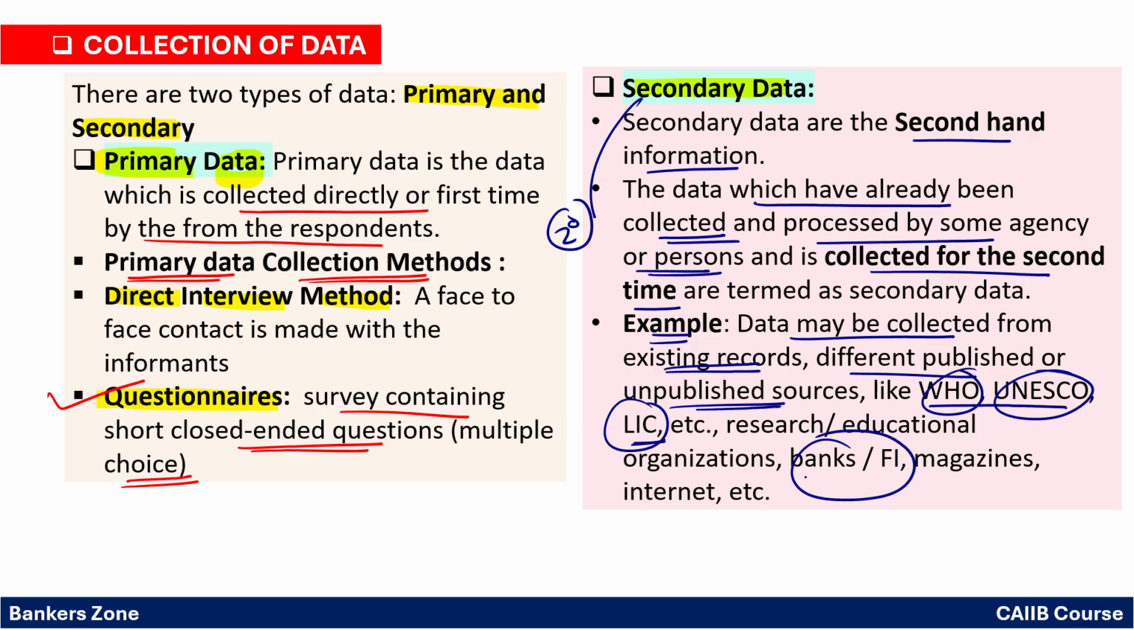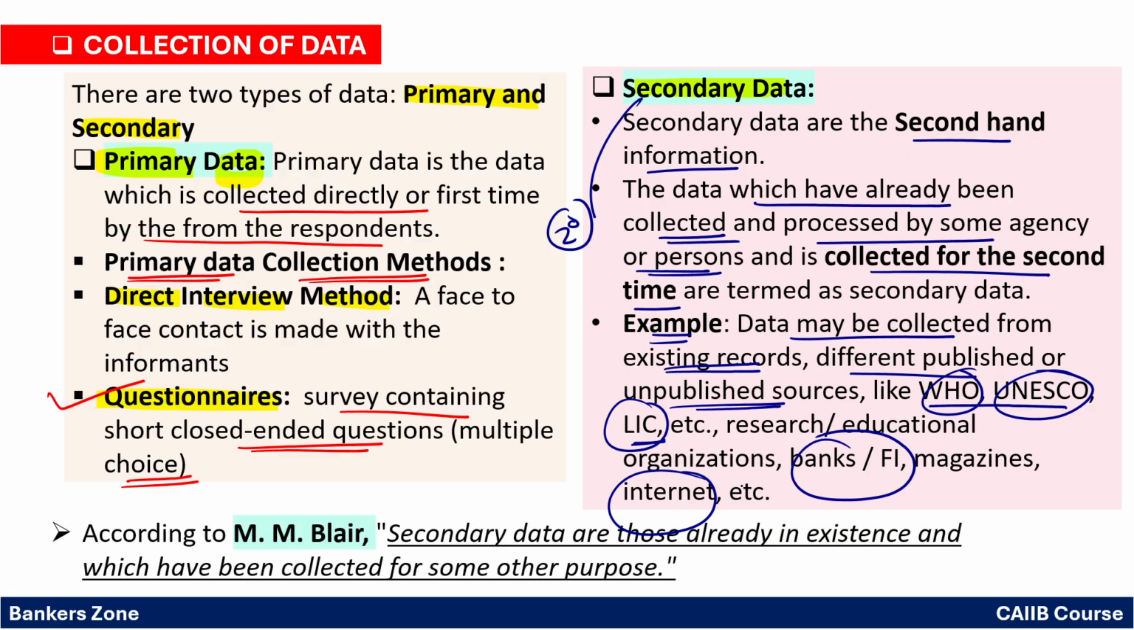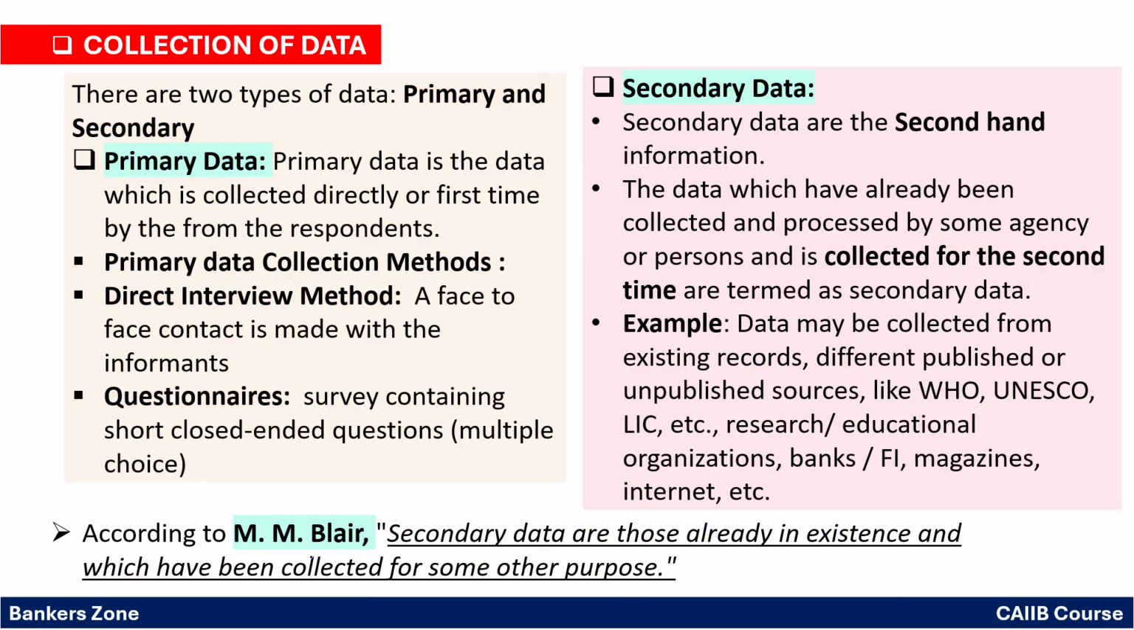So banks, financial institutions, or from the internet you get the data. It is part of secondary data. Okay. Now, see one thing. According to Layer, what is the secondary data? The secondary data are those already in existence and which have been collected for some other purpose. So the data which already existed and which was collected already for another purpose is called secondary data as per Layer. Very, very important from the exam point of view.